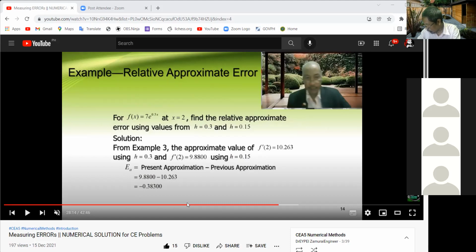Since this is now in percent, I will only use 3 significant figures, because this is in percent. So negative 3.88. So let's take a look at the answer. What is the answer?